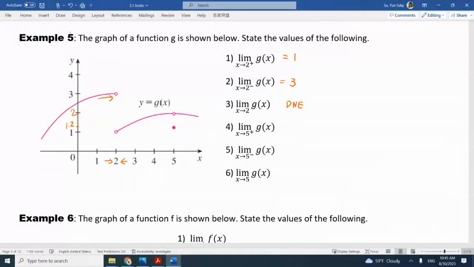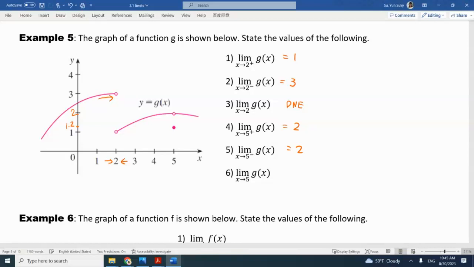Okay, Paige, how about x goes to 5 from the right? It will be 2, yes. Right, so we're here, we're on this piece, getting close to 2. Okay, next, Mackenzie, how about x getting close to 5 from the left? See, it's also 2, right? This is also 2.